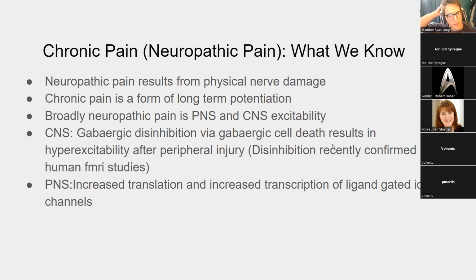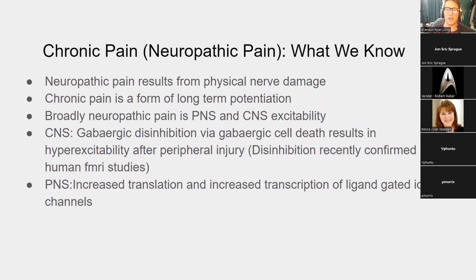So a couple things that we know about chronic pain, especially in humans. You can have two kinds of these. Chronic pain is just long-term potentiation. When most people refer to it, especially in humans, they mean central nervous system long-term potentiation. But it can happen in the peripheral nervous system.